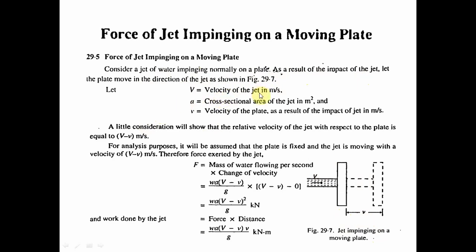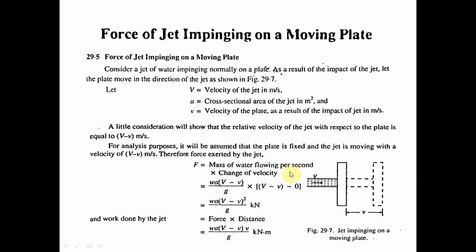Let V is the velocity of jet in meters per second, and A is the area of cross section of jet in square meters, and v is the velocity of plate as a result of impact of jet in meters per second. A later consideration will show that the relative velocity of the jet with respect to plate is equal to capital V minus small v meters per second. For analysis purpose, it will be assumed that the plate is fixed and the jet is moving with a velocity capital V minus small v meters per second.